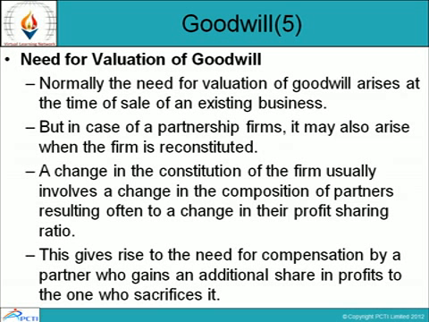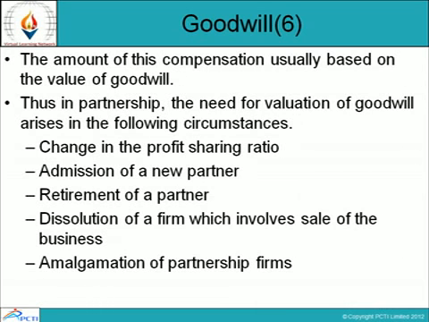This gives rise to the need for compensation by a partner who gains an additional share in profits to the one who sacrifices it. The amount of this compensation is usually based on the value of goodwill. Thus, in partnership, the need for valuation of goodwill arises in the following circumstances. Number 1, change in the profit sharing ratio. Number 2, admission of new partner. Number 3, retirement of a partner. Number 4, dissolution of a firm which involves sale of the business. And number last, amalgamation of partnership firm.